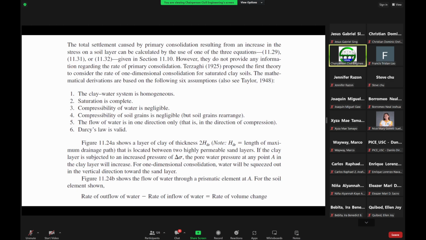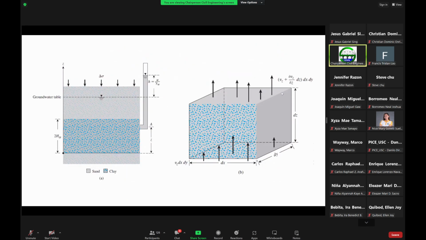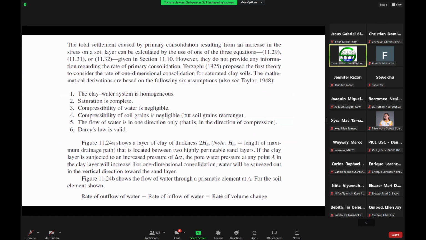So in that soil element, we can have the rate of outflow of water minus the rate of inflow of water equal to the rate of volume change. This is now your rate of outflow of water, and this is your rate of inflow of water. And this change would then be equal to the rate of volume change.